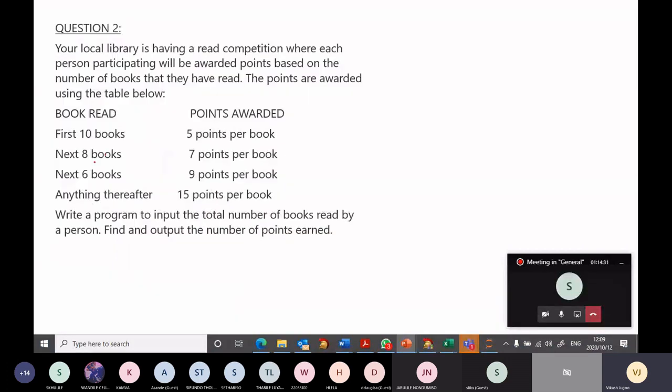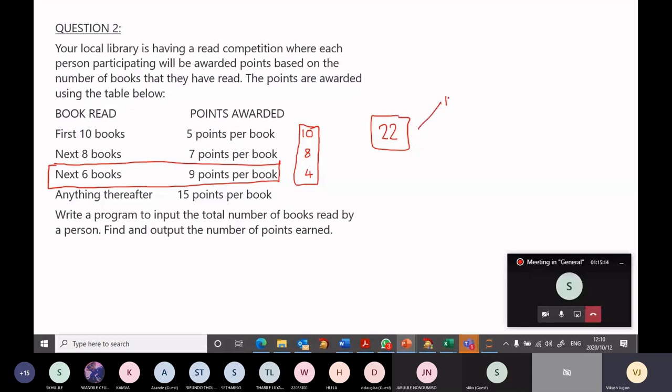So if you are here in this category, it means you've read the first 10 books. The next 8 books, that means you've read 18 books. And now you are in this category, 6 books. But let's assume I didn't read all 6 books. Let's say I read 4 books. So the total number of books here is 18, 19, 20, 22. 22 books.